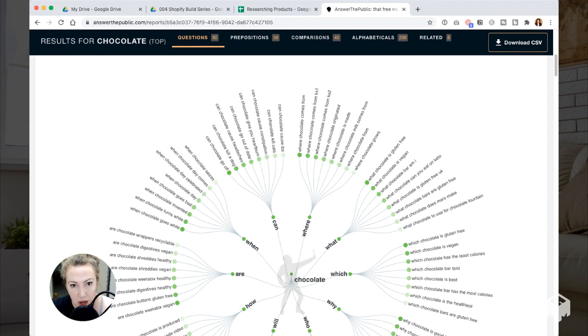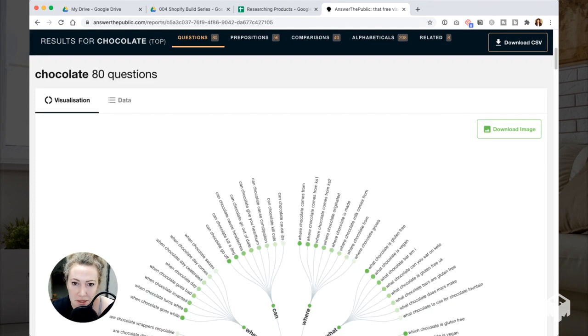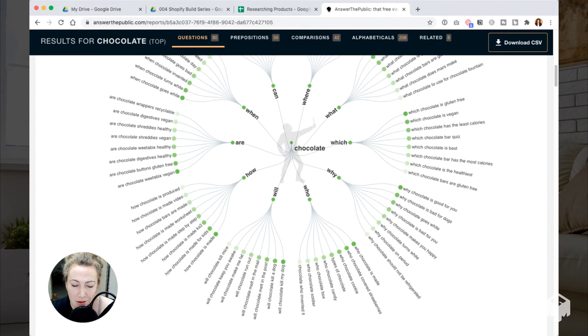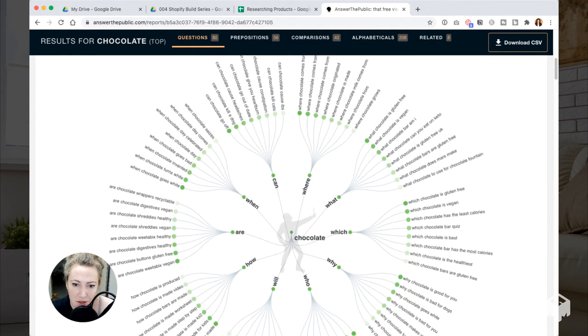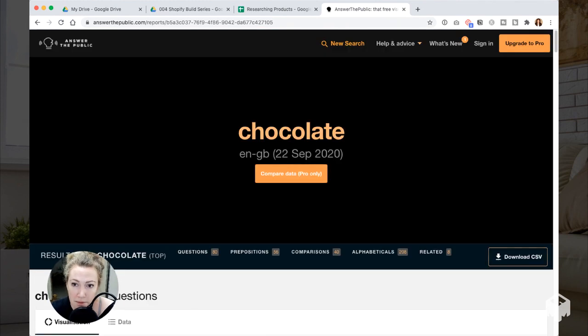If you're running a blog on Shopify, this becomes especially useful because it will give you keywords, and just by typing in the word chocolate, I've got like 150, 200 ideas for blog posts. Really great to see what people are searching for related to your product.